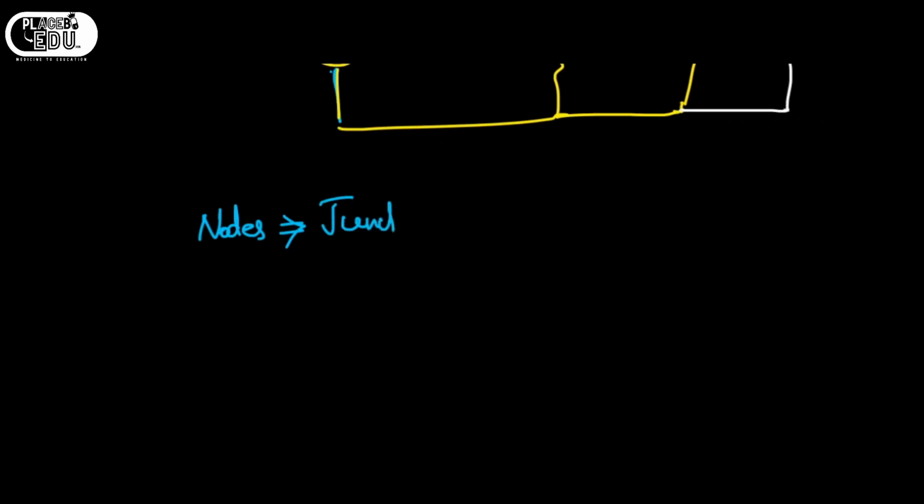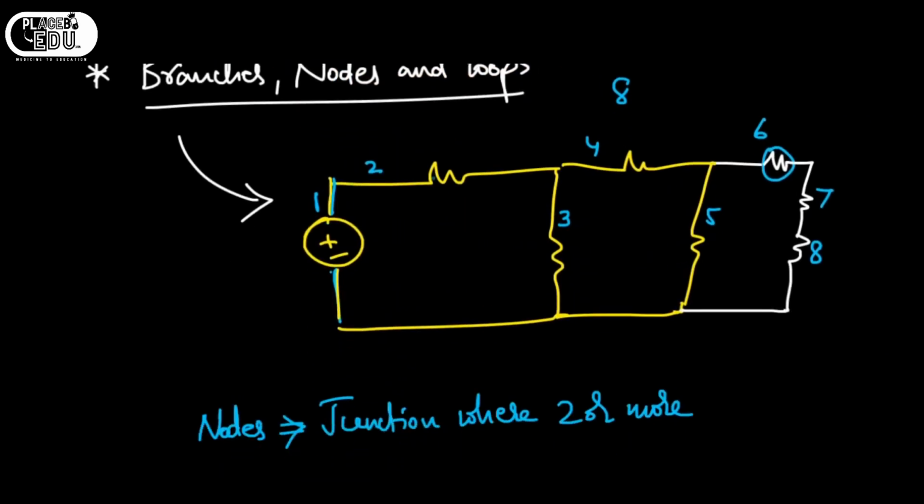A node is a junction where 2 or more branches are connected. Okay, so consider here two or more branches are connected. So this is node 1, this is node 2, this node 3, this is node 4, and see here two branches are connected. So this one is also a node, let it be 5, this one node 6.